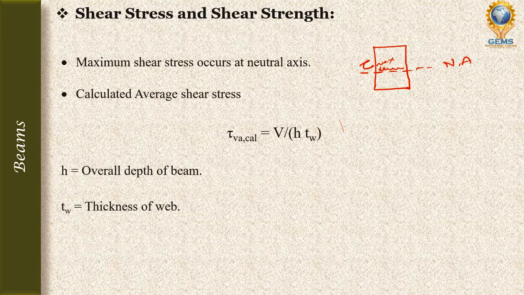So what is tau? Tau is the actual shear stress occurring at a point. Tau v a is the calculated average shear stress. The calculated average shear stress is equal to V divided by h into t w, where V is the shear force, h is the overall depth of the beam, and t w is the thickness of the web. So tau v a is the calculated average shear stress.